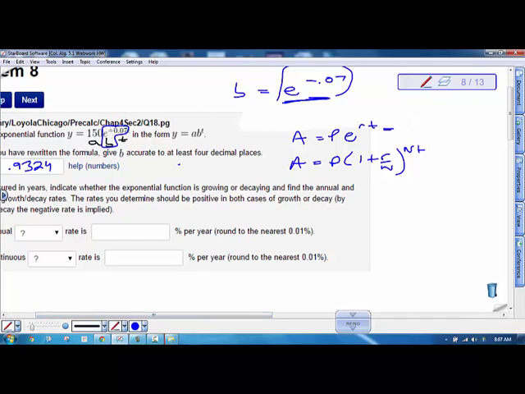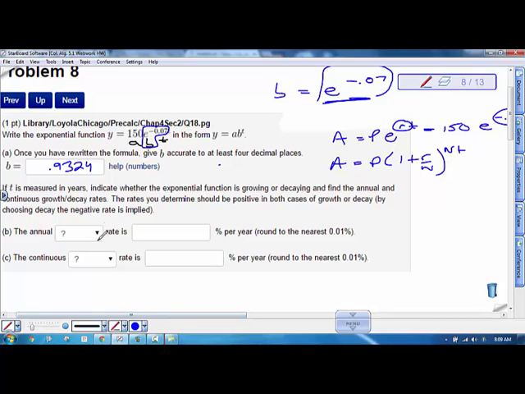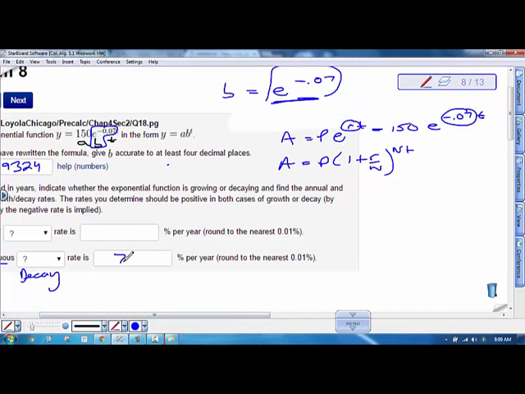So this one's easy because you can compare it to what we're given, and you have 150 e to the negative 0.07 t. And so you can see right away that the rate right here is right here. So that would be the continuous one would be decay because it's negative. And it's 7%. The rate is 0.07, which is 7%.